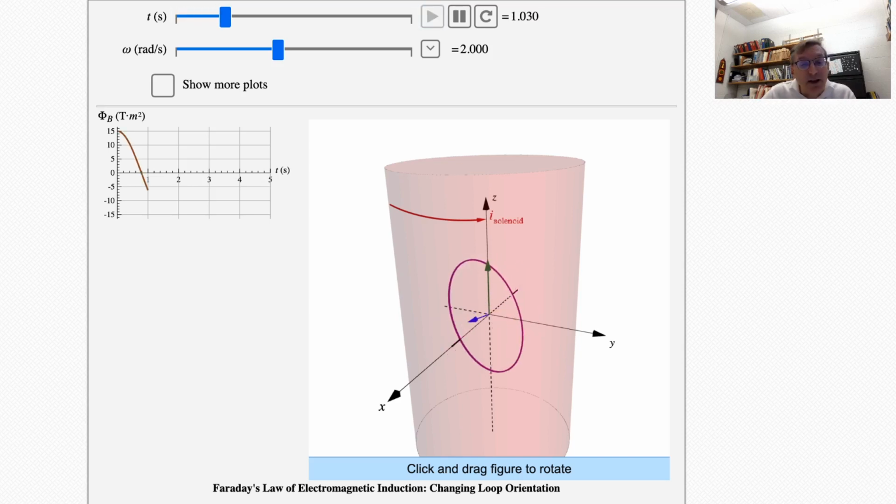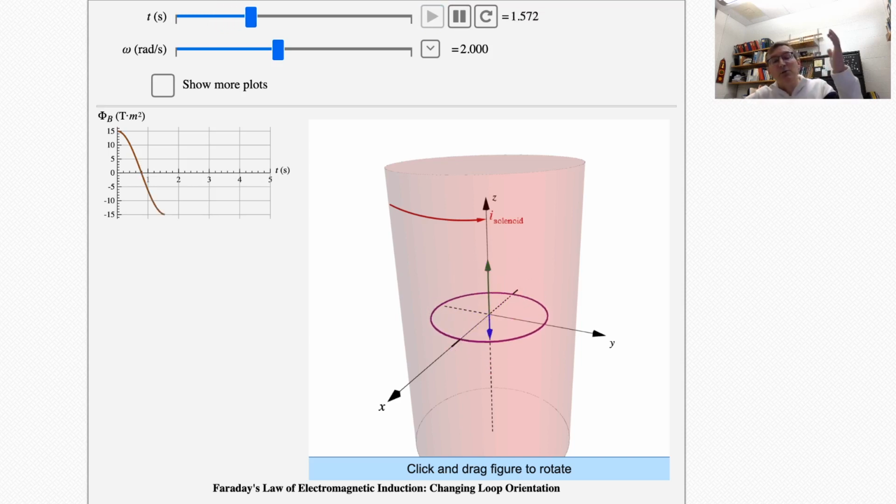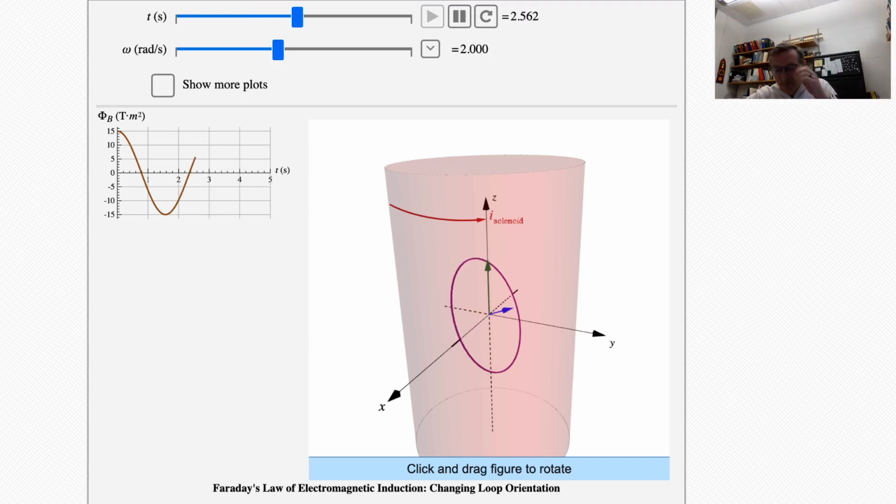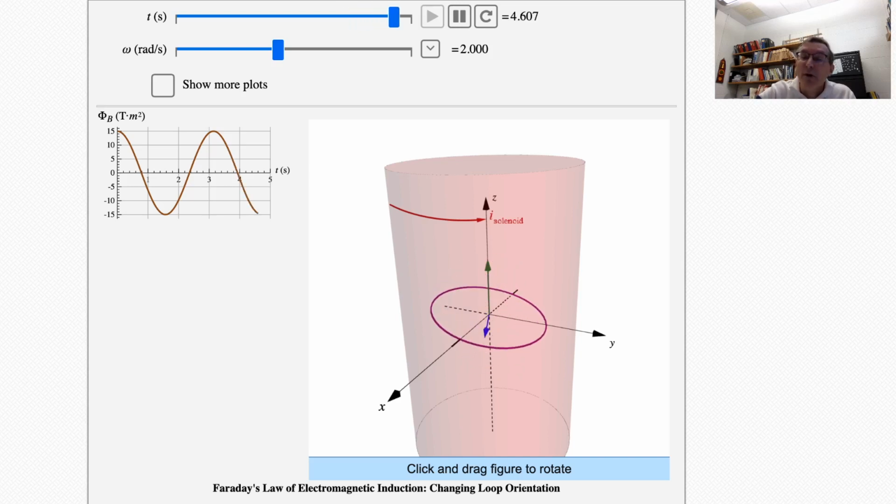The magnetic flux changes because the angle between B and that n hat changes. And the flux involves a dot product of B and that n hat direction. So as the loop rotates, the angle between B and n hat changes, the magnetic flux changes.